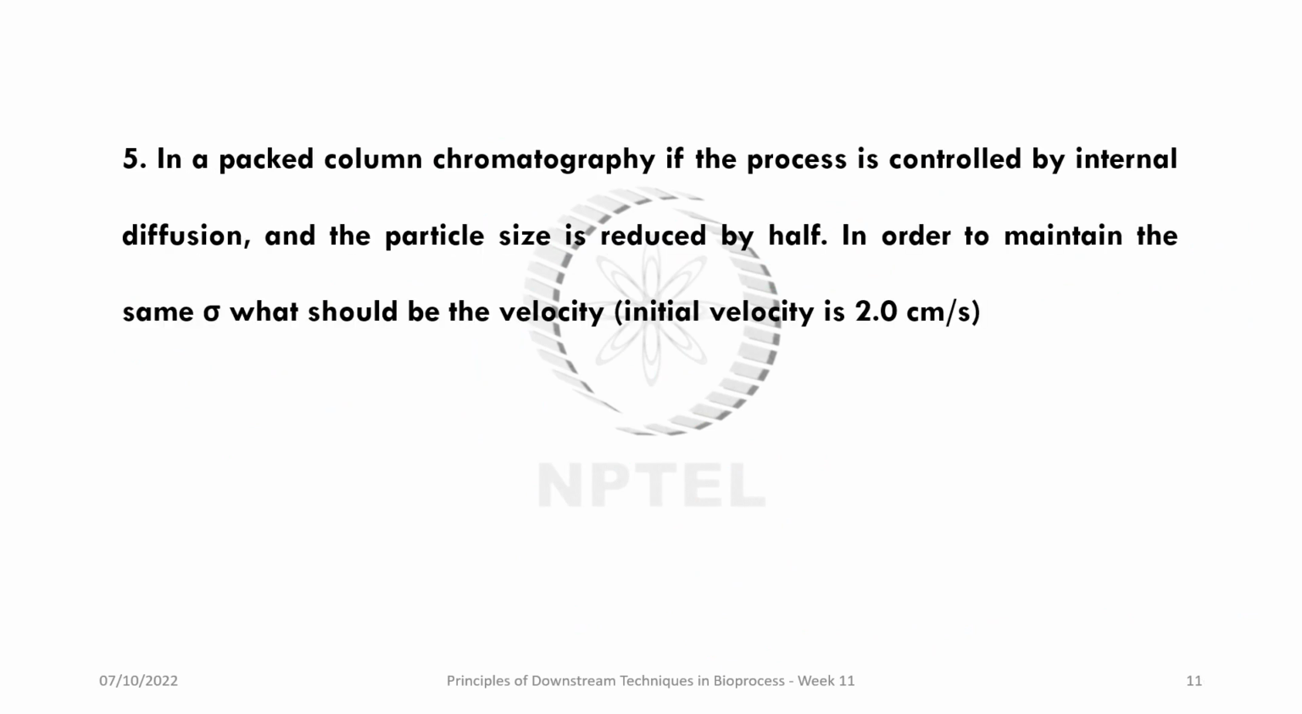Okay, question 5. In a packed column chromatography, if the process is controlled by internal diffusion, remember this because we'll be using that particular formula, and the particle size is reduced by half, in order to maintain the same sigma, what should be the velocity when the initial velocity is 2 centimeters per second?